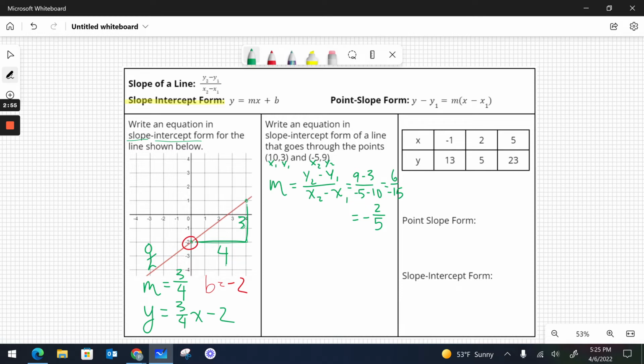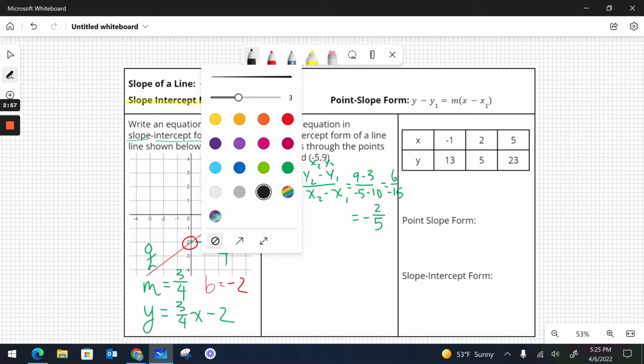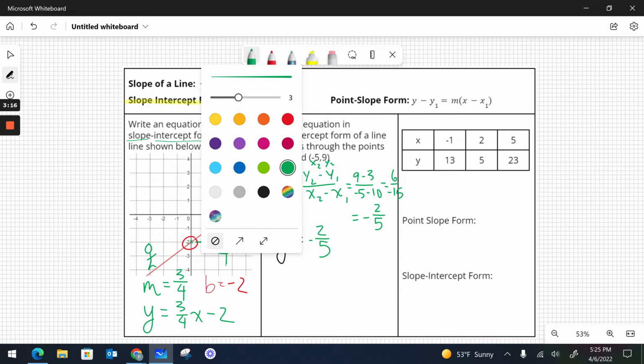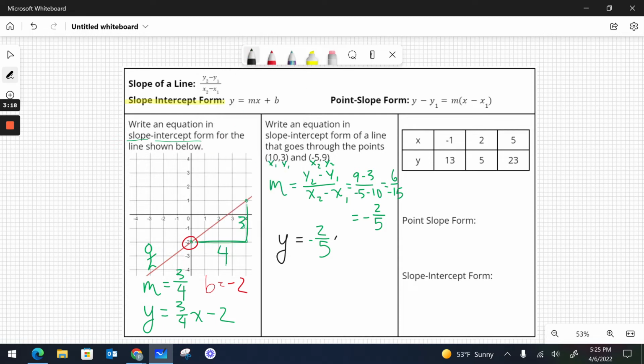Then to find the y-intercept, what I'm going to do is set up my slope-intercept form equation. So y is equal to mx plus b, but this time I know what the slope is, it's -2/5. So I'm going to say -2/5 x, and I don't know what the y-intercept is because from the points I can't tell. So I'm just going to leave that as plus b for now.